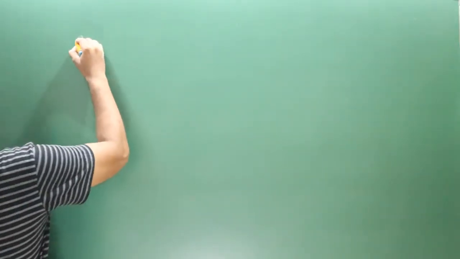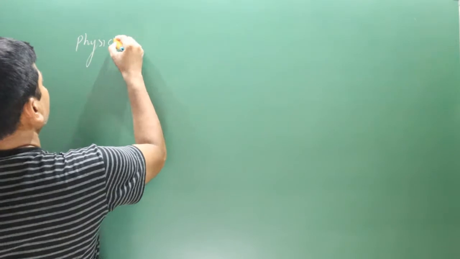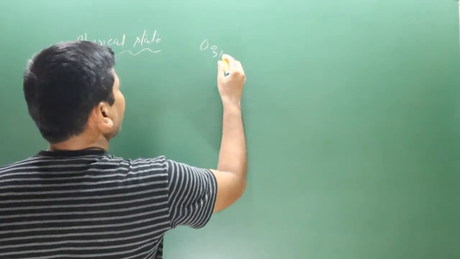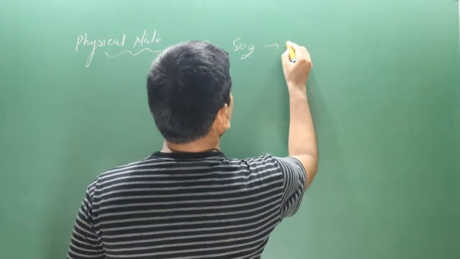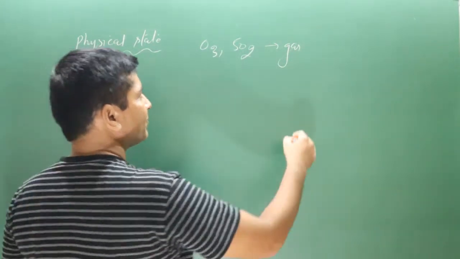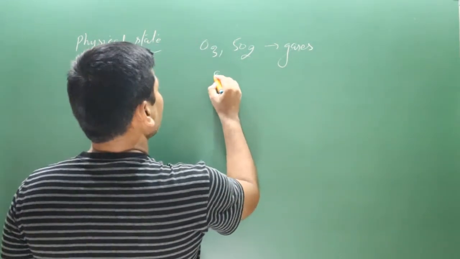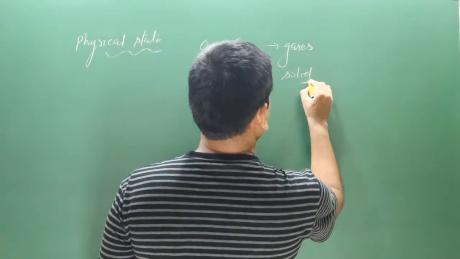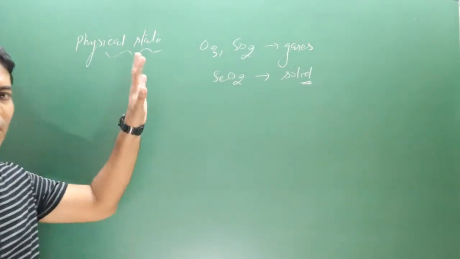Next we have the physical state of oxides. We have O3 and sulfur dioxide, which are of course in the gaseous state, they are gases. Selenium oxide is in the solid state, since metallic character increases from top to bottom.